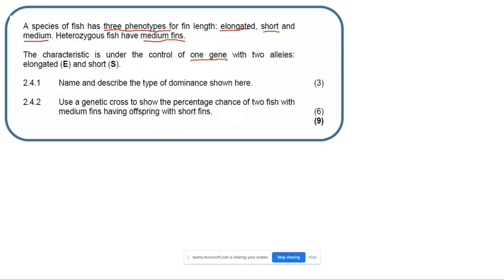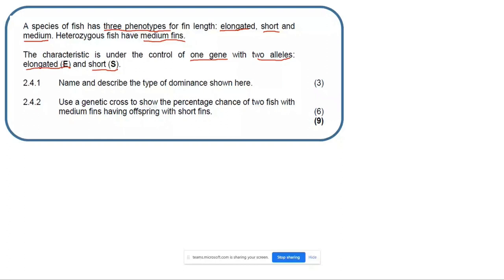And there are 2 alleles. Big E is elongated, and big S is short fins. So already I know to get a medium fin, it's going to be a big E and a big S. Big E will give me elongated fins. Big S will give me short fins. And big E with big S will give me medium fins.